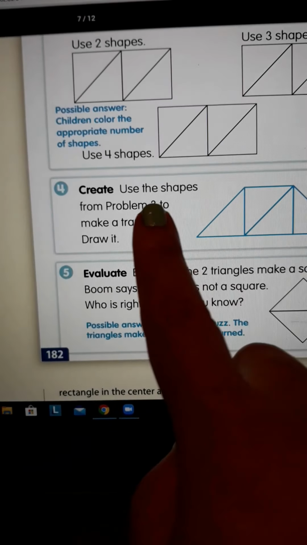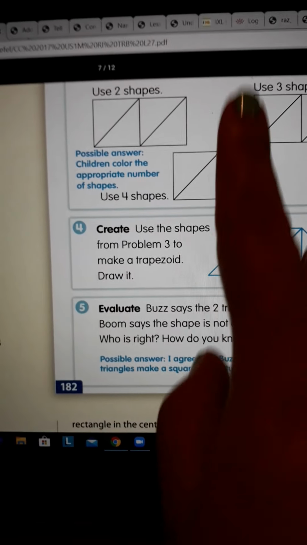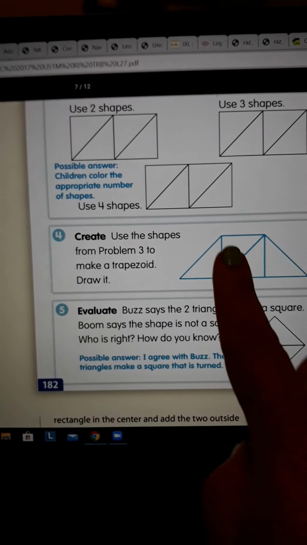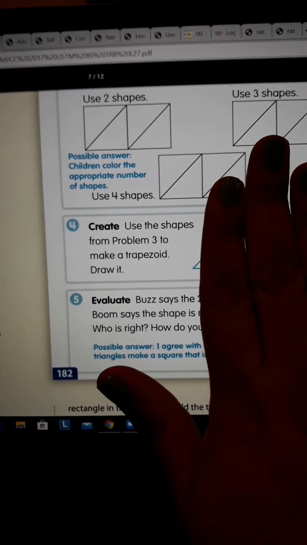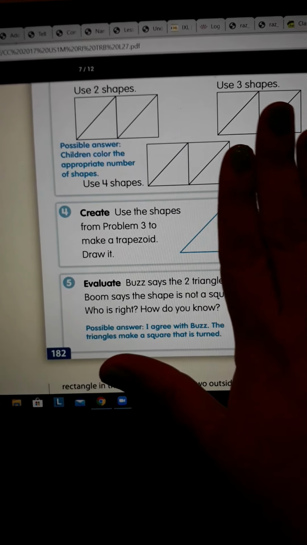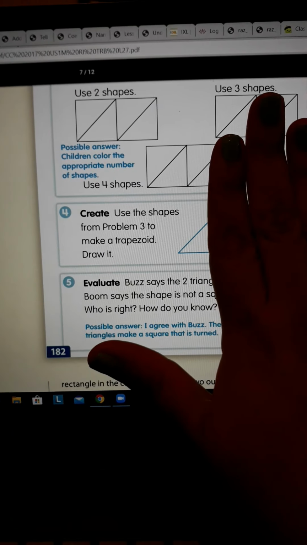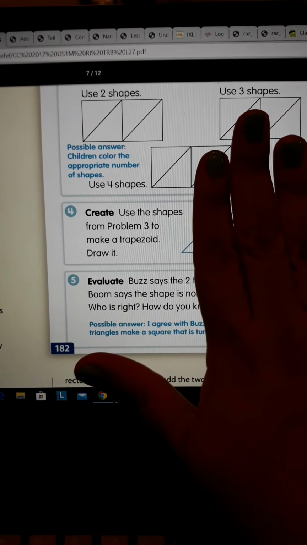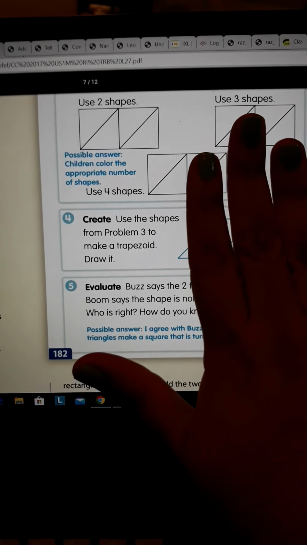This one you're going to be looking at, use the shapes from problem 3, so this problem, to create a trapezoid and draw it. So here's your trapezoid. I want you to try and create one on your own. What does that look like? And then answer the question on the bottom. Yeah, just to kind of give you an example. These are a little bit harder to explain because you need a really good visual.